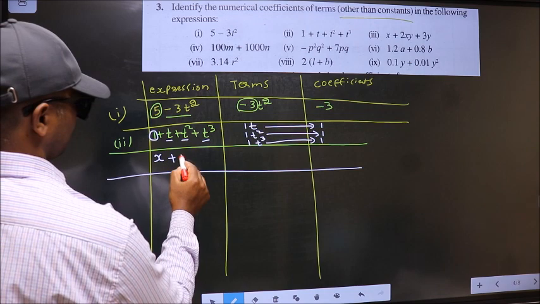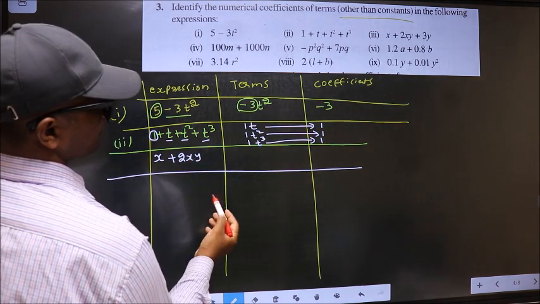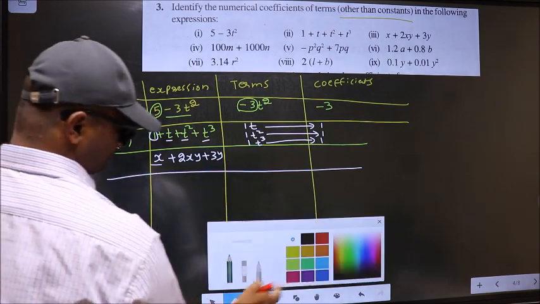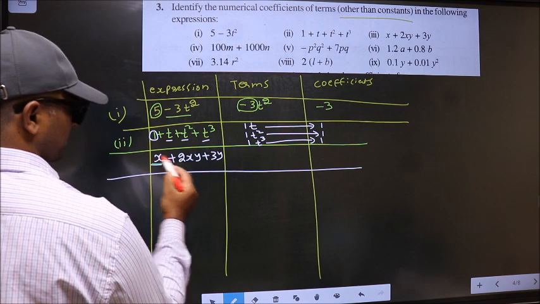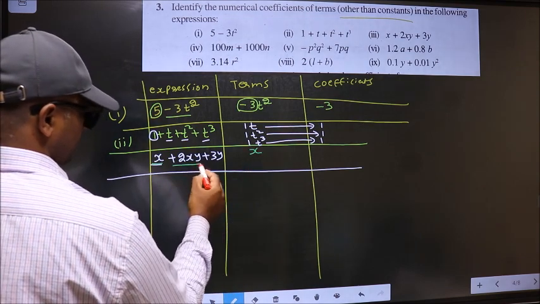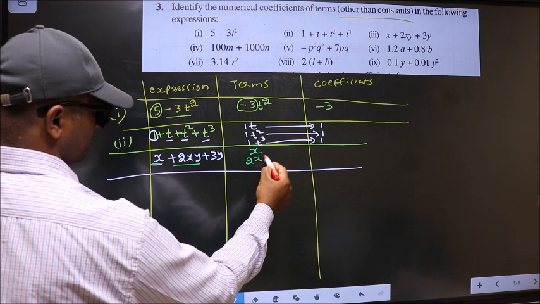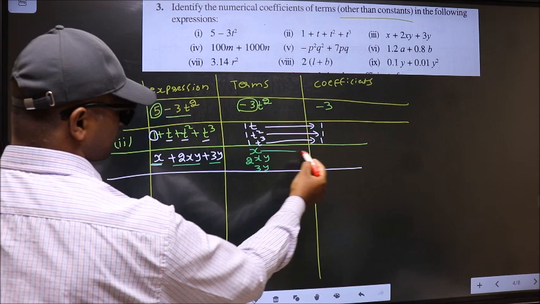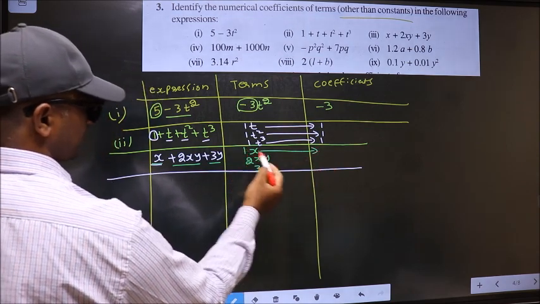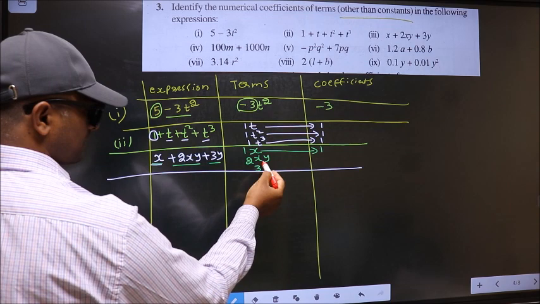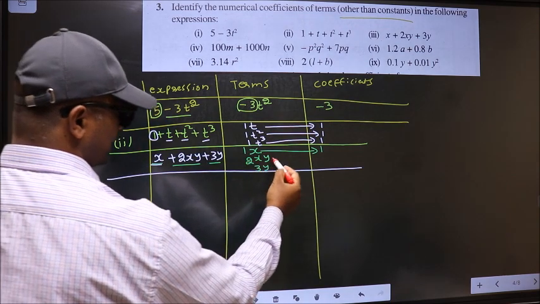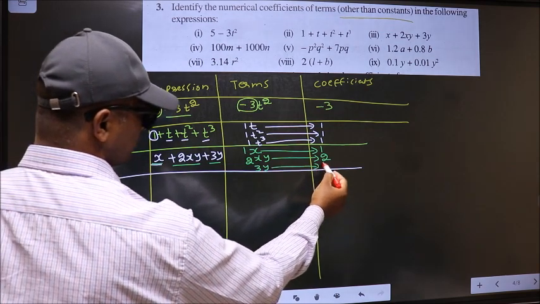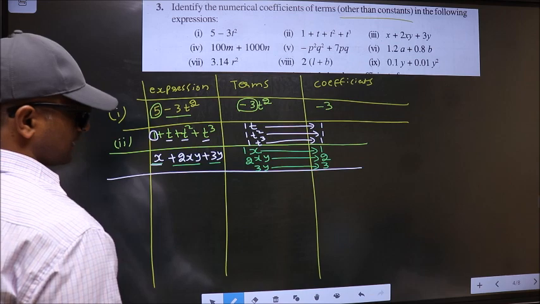Next, the third one: x plus 2xy plus 3y. This is the x term, so write x. This is the xy term, so 2xy, and this is the y term, so 3y. Now the x coefficient is the number before x, that is 1, and the xy coefficient is the number before that, that is 2, and here the number before y is 3, so 3 is the coefficient. That's it.